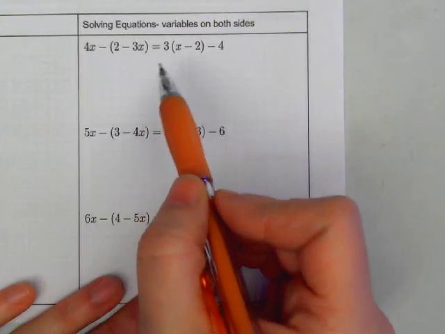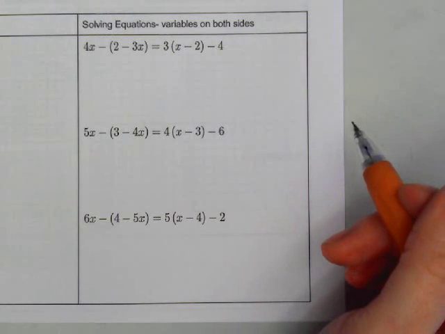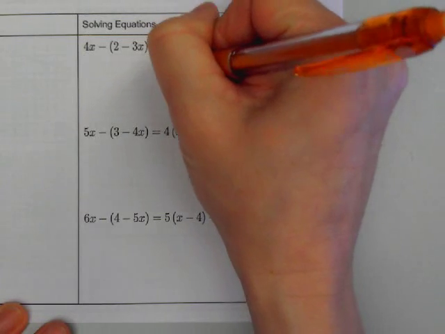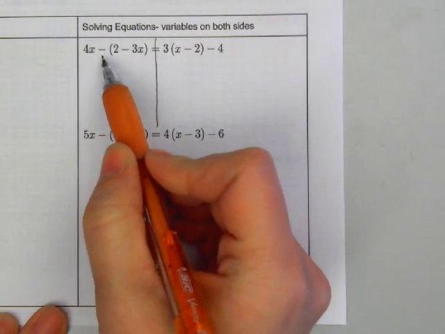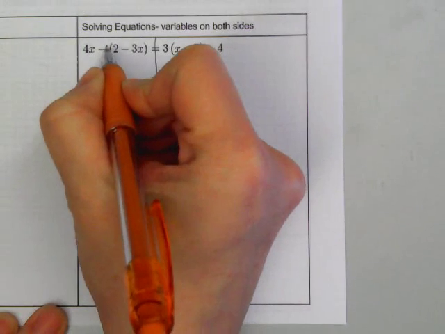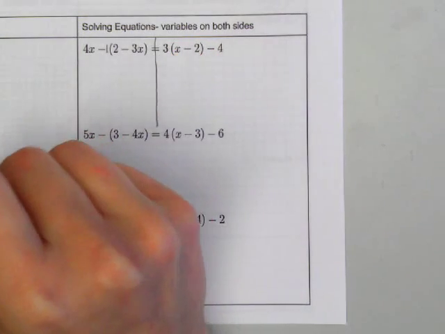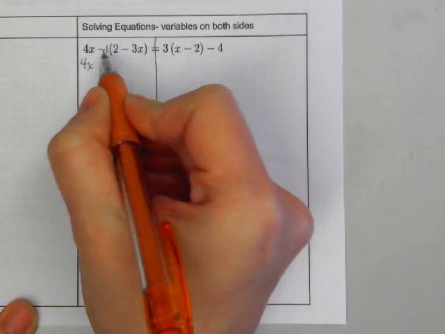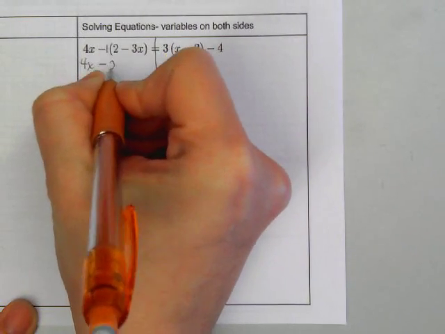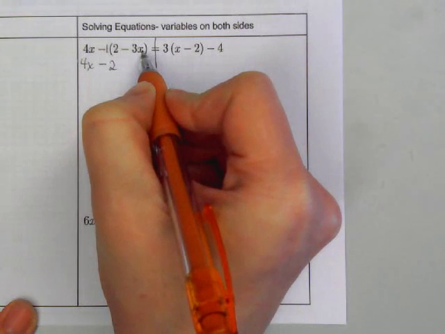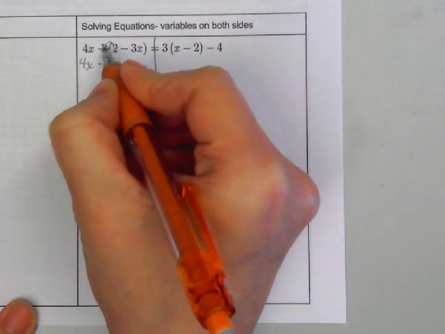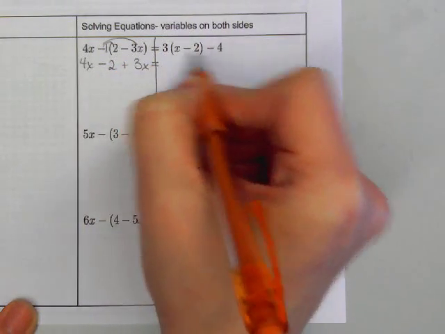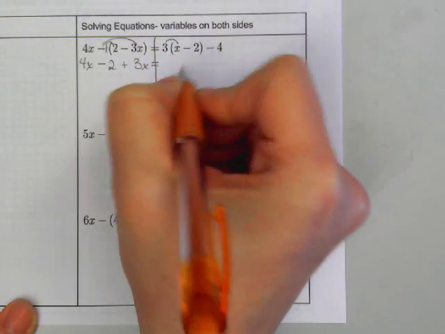Okay, my next step after I distribute is to do what? Simplify by combining like terms. So on the left side, what can I combine? 4x and 3x, and what does that give me? 7x. What do I do with that minus 2? Drop it down. What do I combine on the right side? Negative 6 plus negative 4, which is what? Negative 10. What do I do with the 3x? Drop it. Alright, I am simplified on both sides.